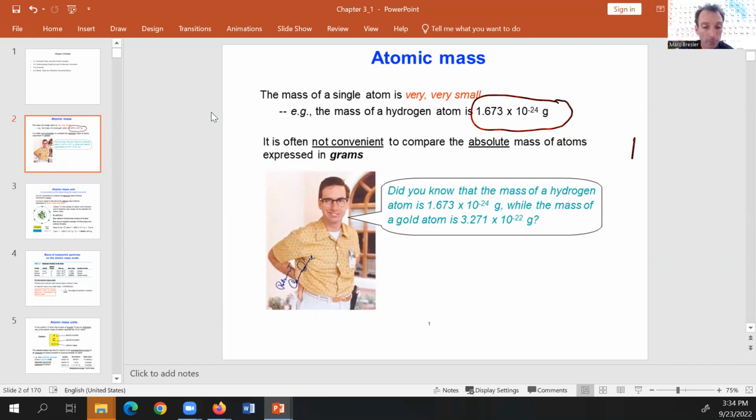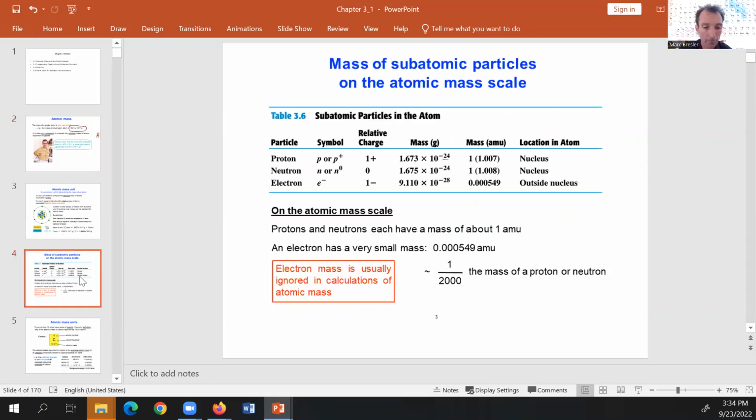And recall a hydrogen atom has one proton and one electron, no neutrons. Unless it's deuterium, then it would have double this mass. So that's the weight of one proton. You can see that on this table here. 1.63 times 10 to the minus 24. And that's in the nucleus of the atom.